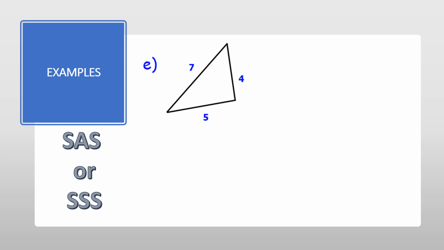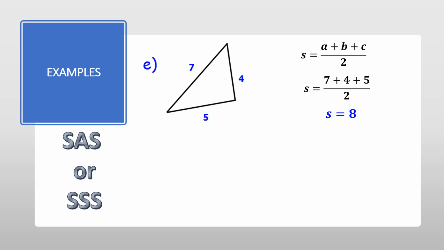And our final example, we do not have any SAS. We don't have an included angle. We have all 3 sides, side, side, side, with lengths 7, 4, and 5. So we are going to find the sum of the sides and divide by 2. 7 plus 4 plus 5 is 16, divided by 2 gives us 8 for that S value.